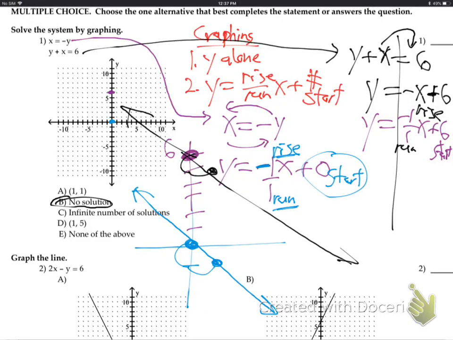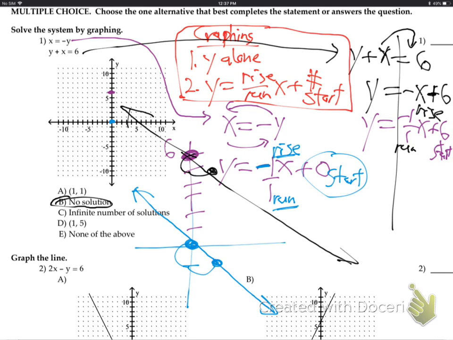I'm thinking we'll move on. Are we good with that? So everybody see how we did number 1 there? Does that make sense? So again, let me run over it again real quick. So graphing, what am I doing here? Graphing.